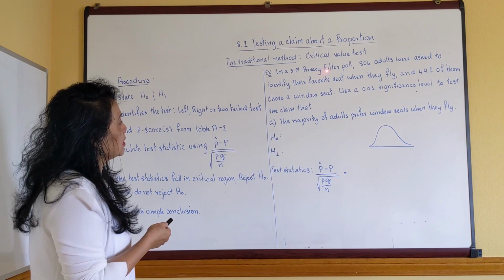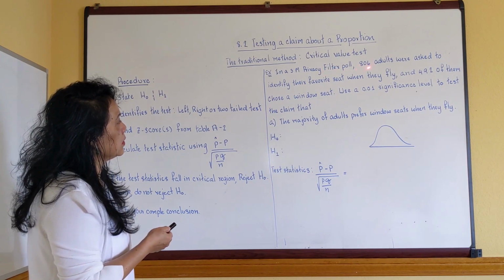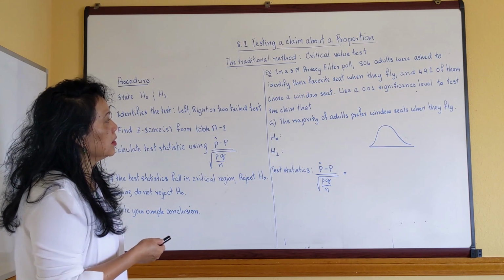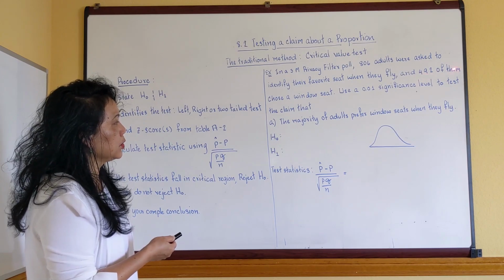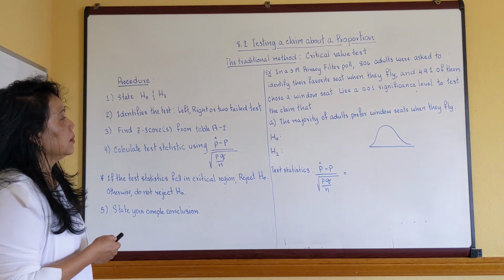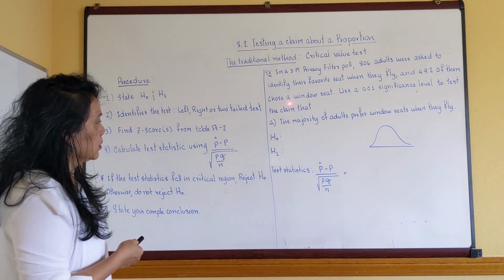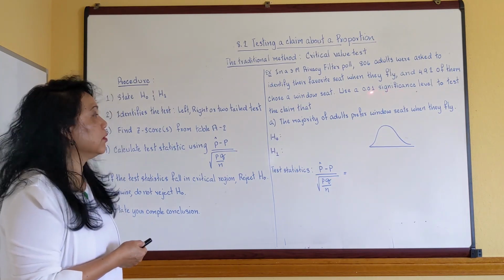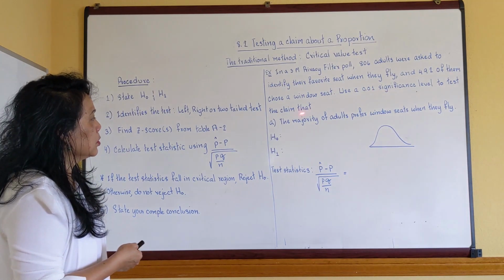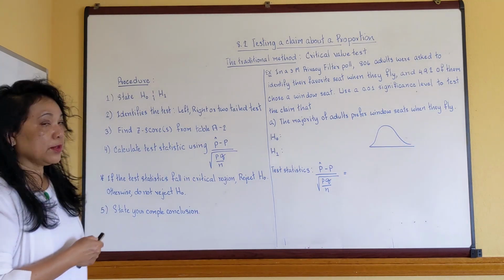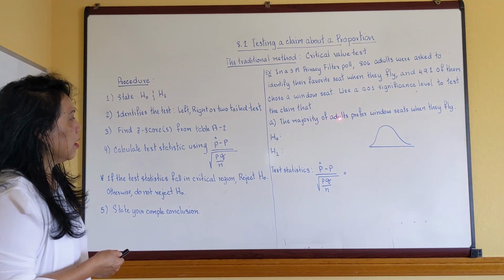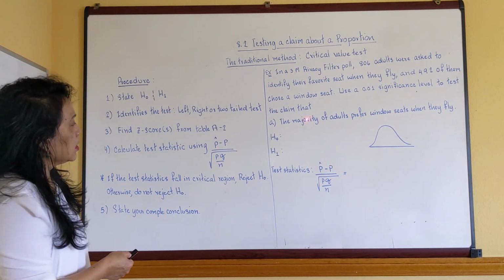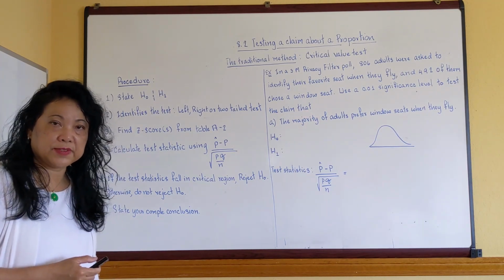In a 3M privacy filter poll, 806 adults were asked to identify their favorite seat when they fly. They asked 492 people at random, and they said they prefer to sit on the window seat. We're going to use a significance level alpha of 1% to test the claim. Let's look at the first claim: the majority of adults prefer window seats when they fly. The majority here means more than 50%.